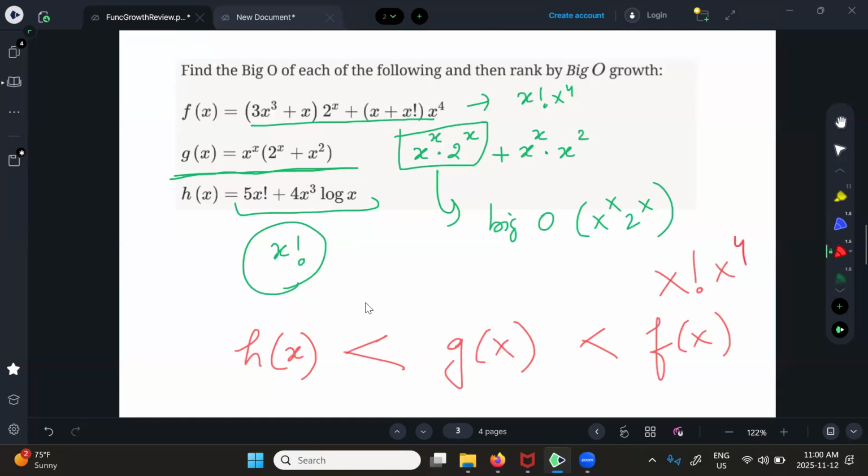X factorial times x to the power 4. Right? No, h of x is not the slowest, it is g of x. Correct. Daniel, you gave me the wrong answer. Okay, good. Make sense to everyone? Okay, we'll continue with more questions on induction in the next review.